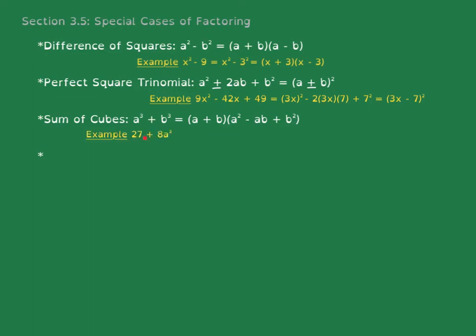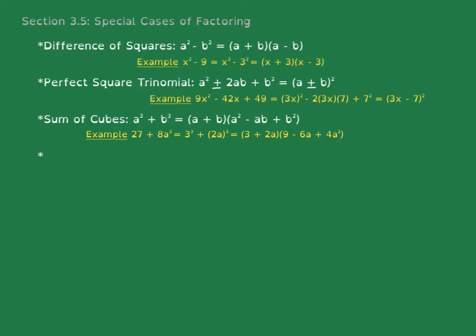Here's our example, 27 plus 8a cubed. See if you can figure out what a and b would be, and then try to put it in the factored form. Pause the video and unpause when you have an answer. Hopefully, you saw that a was 3, b was 2a, so the factored form would be 3 plus 2a times 9 minus 6a plus 4a squared.